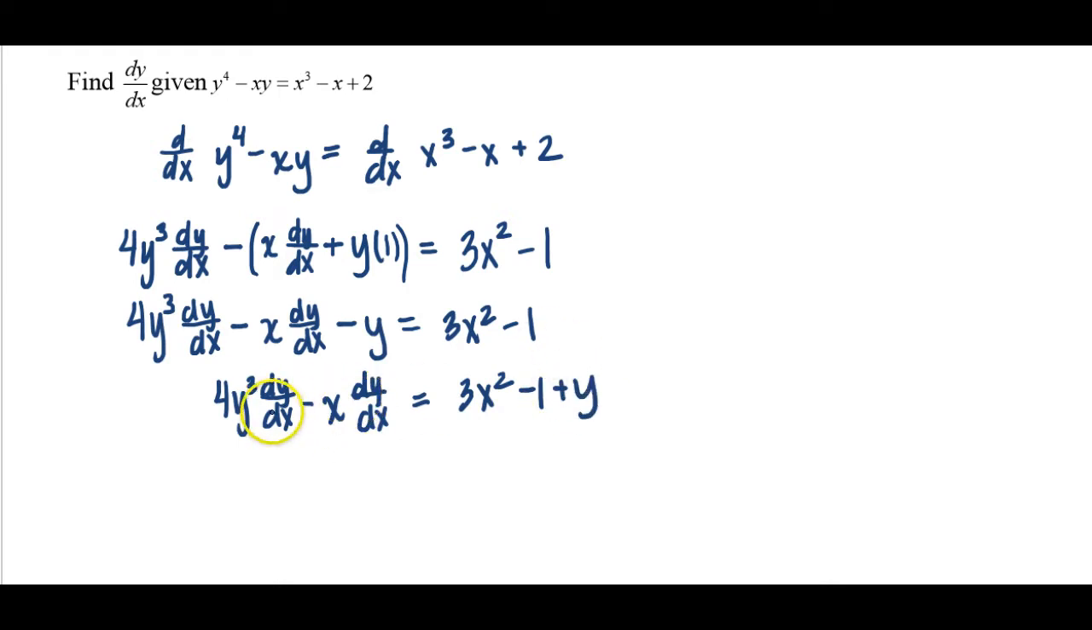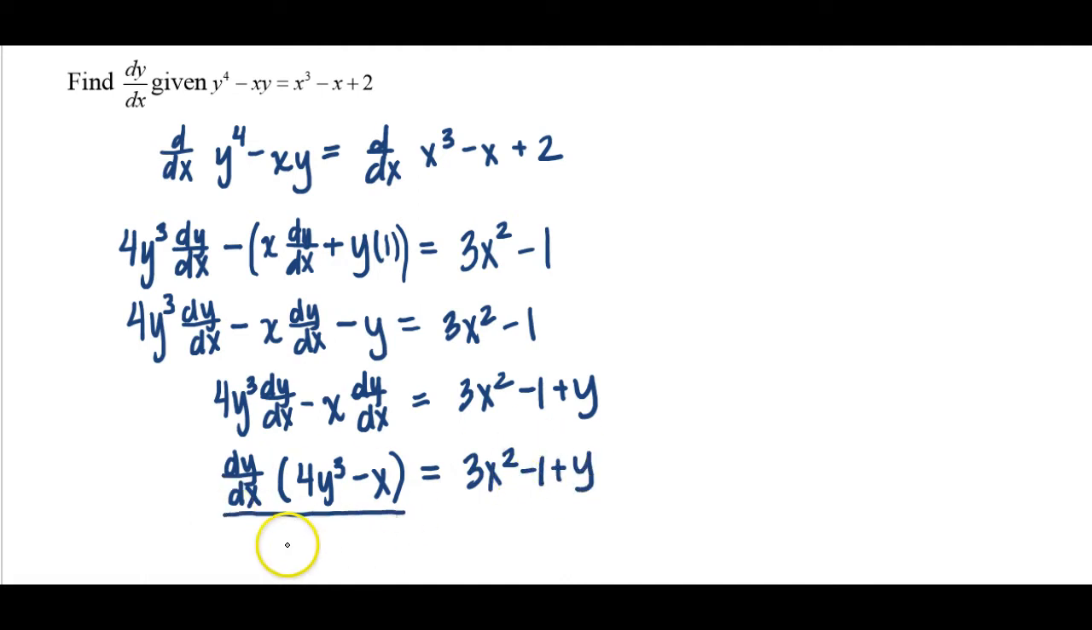Once all terms with dy dx are on one side, I can factor out the dy dx that I'm solving for. And if I do, I will have a 4y cubed left from the first term and a minus x left from the second term. And that whole thing equals 3x squared minus 1 plus y. So the final step is going to be to divide both sides by 4y cubed minus x, so that I have dy dx by itself. So this whole term will cancel with this whole term, and this here will be my final answer. So 3x squared minus 1 plus y over 4y cubed minus x.